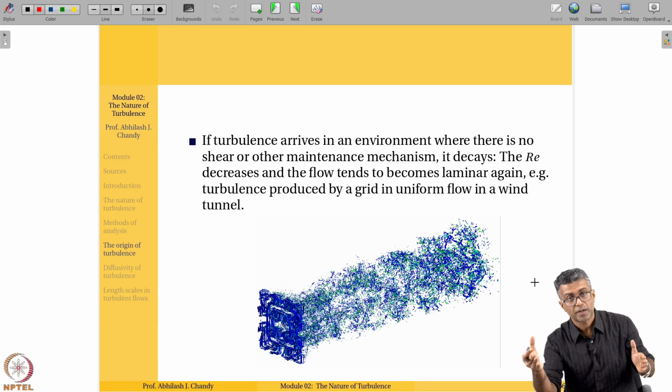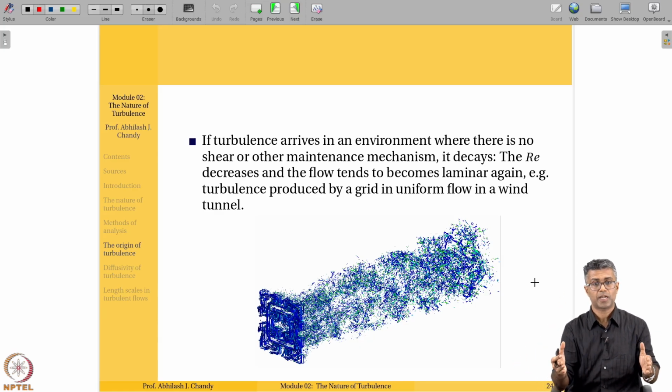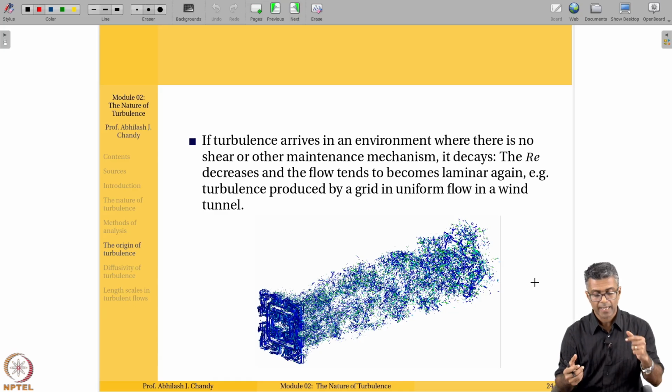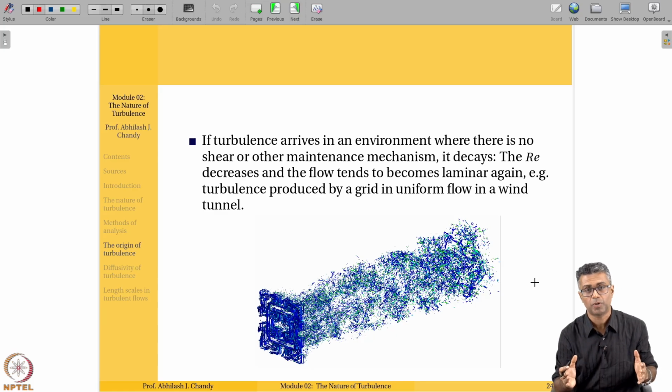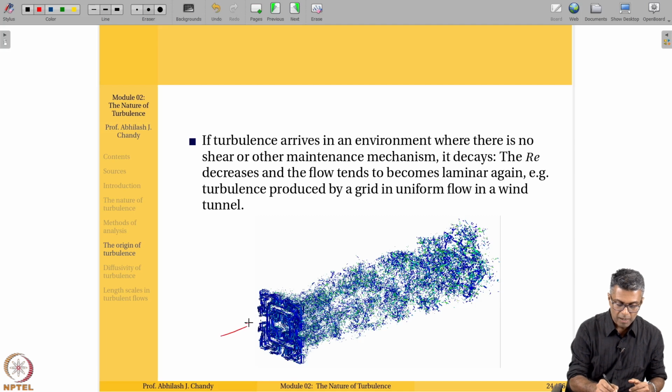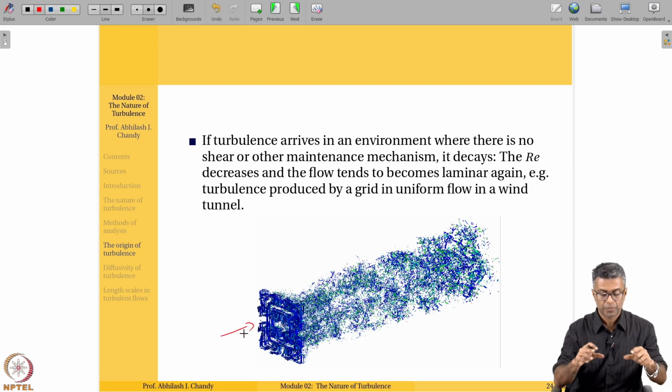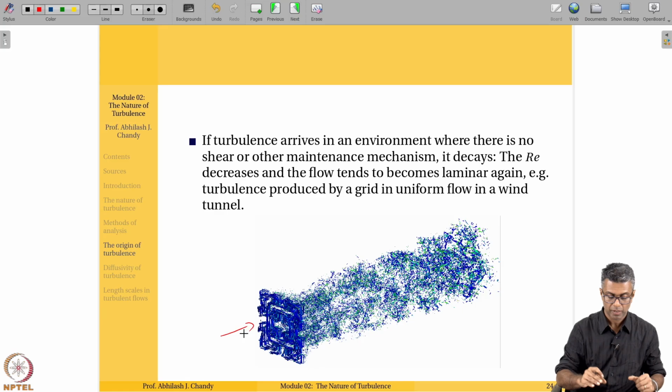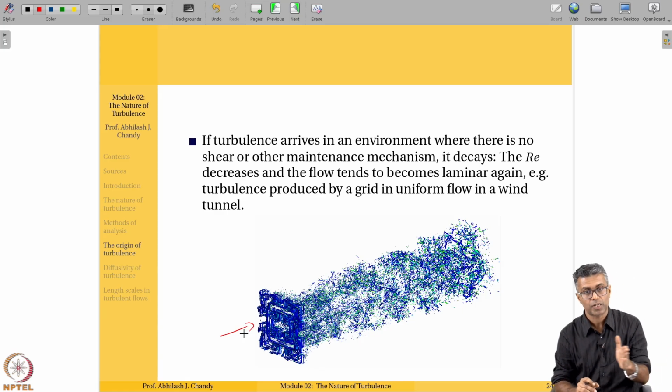The Reynolds number will decrease as a result of it because the turbulence decays, and the flow will tend to become laminar again. An example would be, say, turbulence produced by a grid in a uniform flow in a wind tunnel. Okay, this is a grid turbulence experiment. This is a typical grid turbulence experiment that is run in a lab. You have an actual steel mesh.